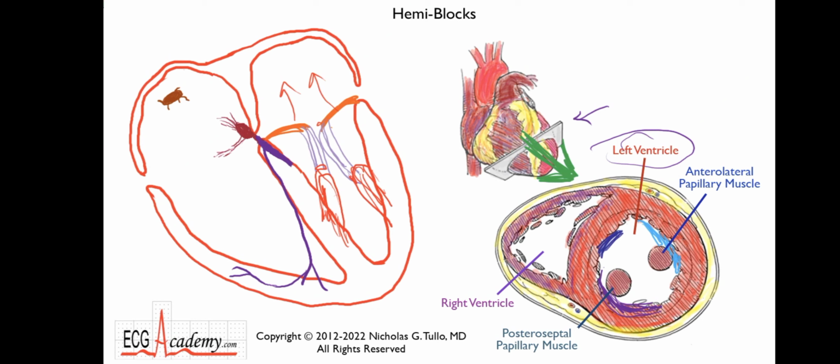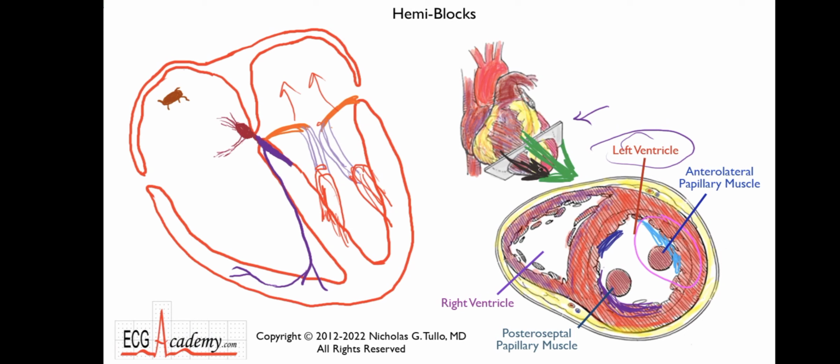Okay, so let's say, for example, and we'll talk about these hemiblocks in detail in the next video, but let's say, for example, there's delay in the anterior hemifascicle such that this blue area gets the signal later than the rest of the heart. So what happens now is the electrical signal travels down the lower part of the heart first because of the septal and posterior hemifascicles activating initially.